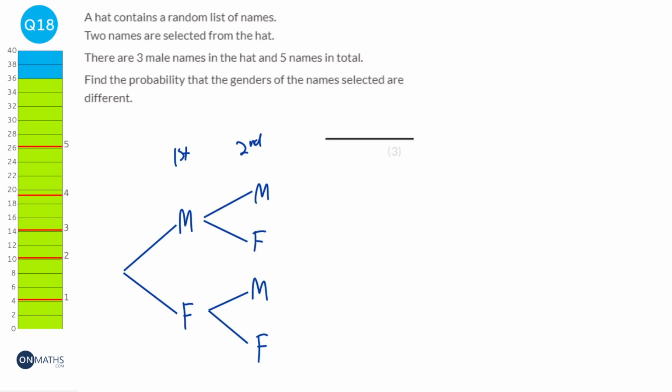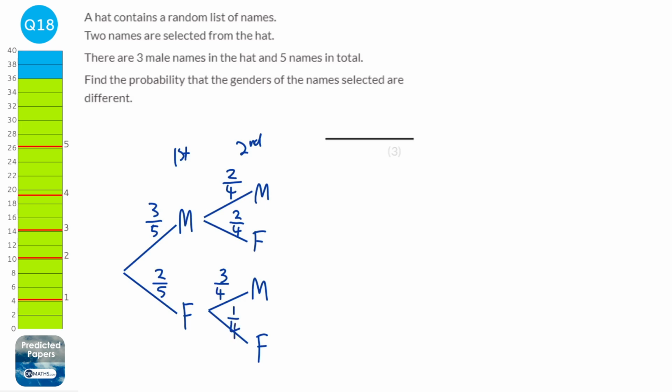So the fractions for the first one will be 3 over 5. If there's 3 male names, there'll be 2 females. Now, if we've picked a male name already, there'll be 2 left and 4 left in total. If we haven't picked a female, there's still 2 females, but there's 4 left in total. If we picked a female, there'd still be 3 males and only 4 left in total, but there'd only be 1 female left. 1 female name left and 4 left in total.